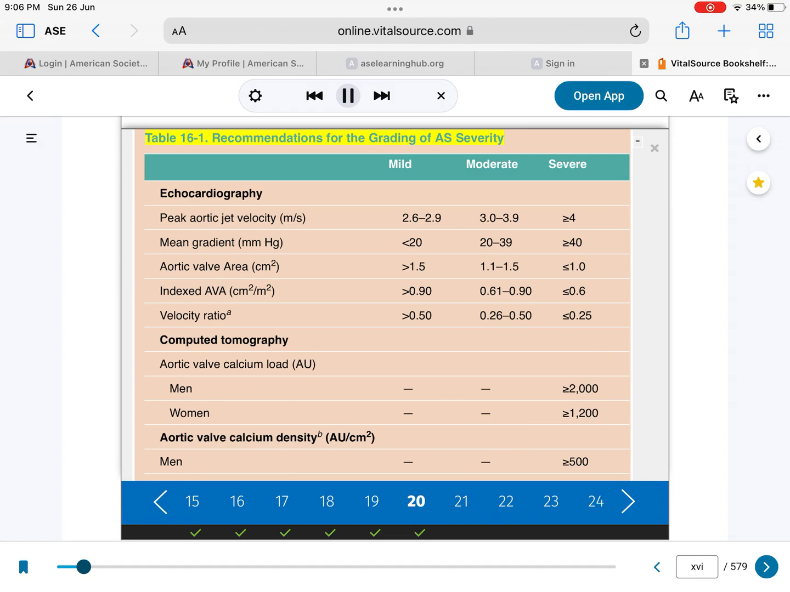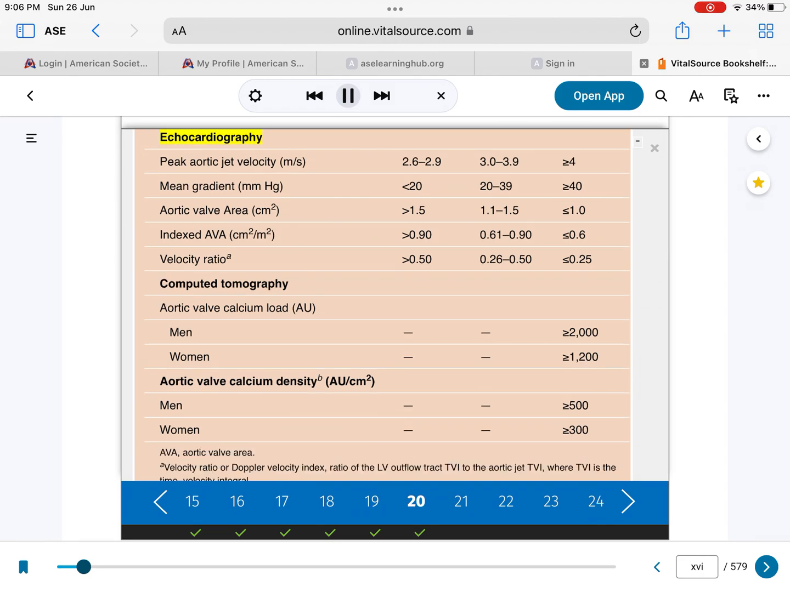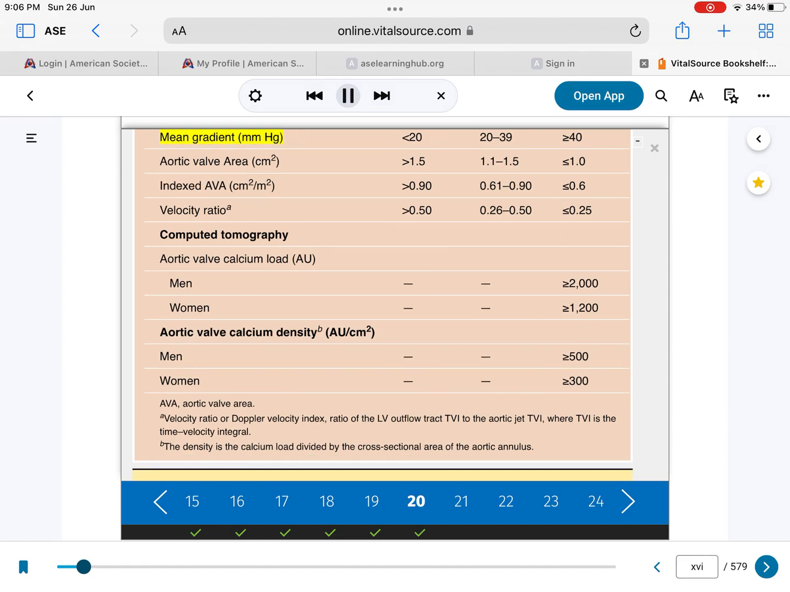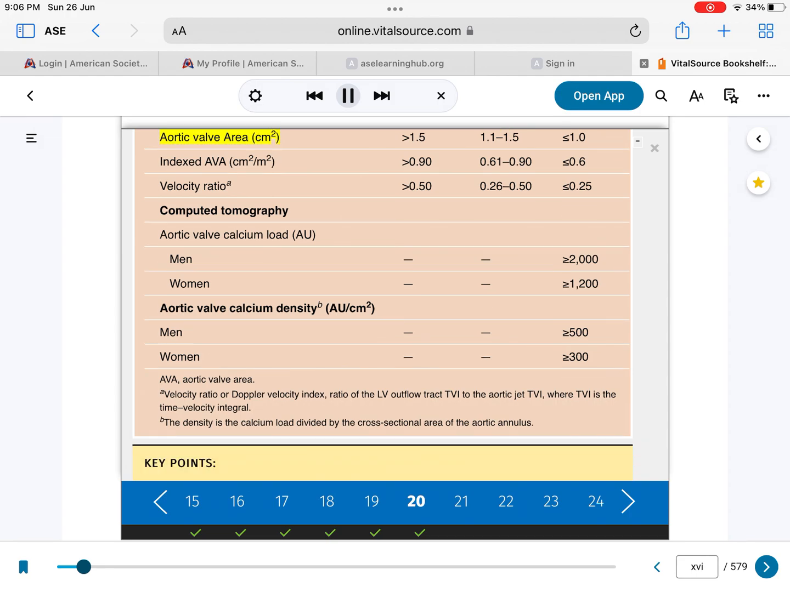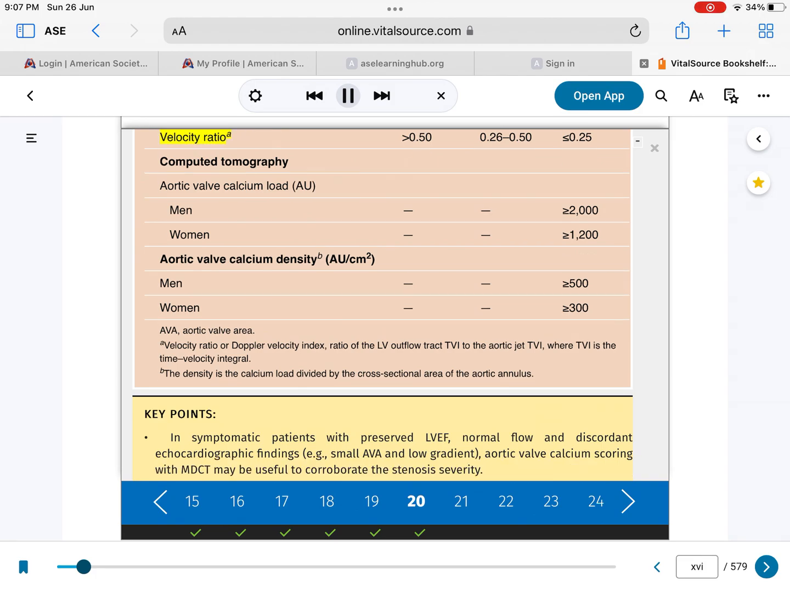Table 16.1. Recommendations for the grading of AS severity. Mild, moderate, severe. Echocardiography. Peak aortic jet velocity, m/s: 2.6 to 2.9, 3.0 to 3.9, 4.0. Mean gradient, mmHg: 20, 20-39, 40. Aortic valve area, cm2: 1.5, 1.1 to 1.5, 1.0. Indexed AVA, cm2/m2: 0.90, 0.61 to 0.90, 0.6. Velocity ratio: 0.50, 0.26 to 0.50, 0.25.